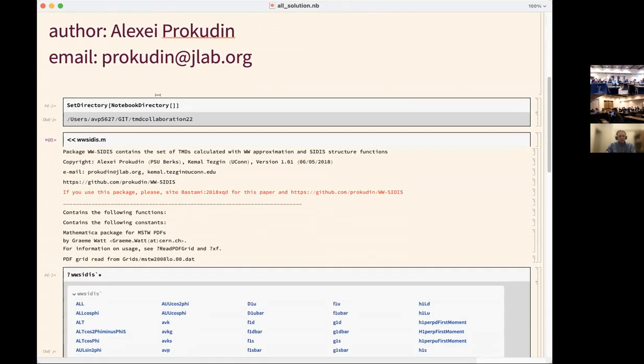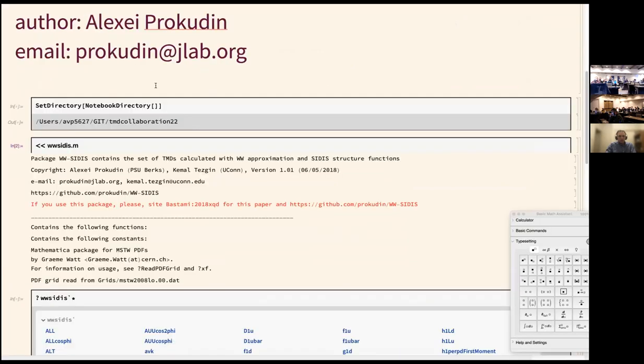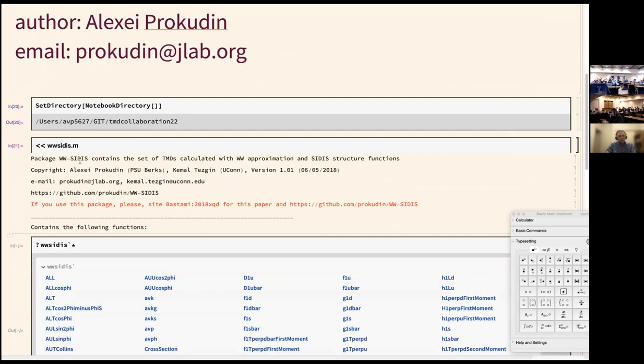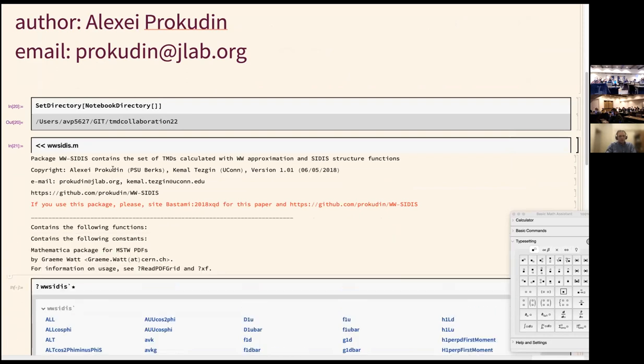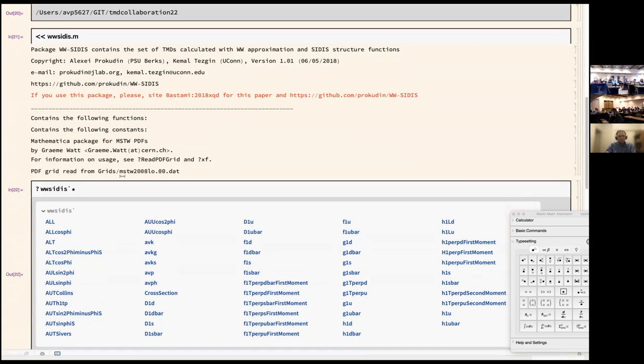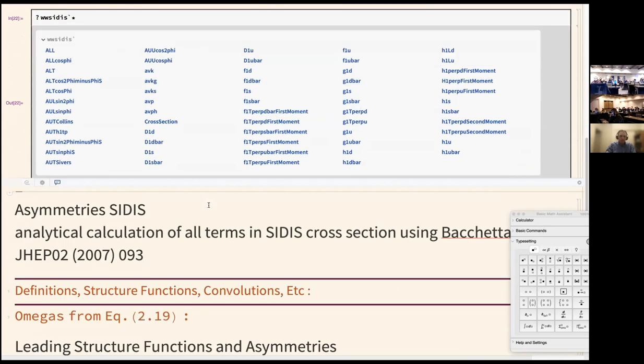So let us start evaluating this. Let me make it bigger, 50%, make it full screen, so we can go step by step, okay? This only sets the notebook directory. This reads the package as in the previous one. Here, we are told again what functions are present in the package. Clicking on any of them, you get information.